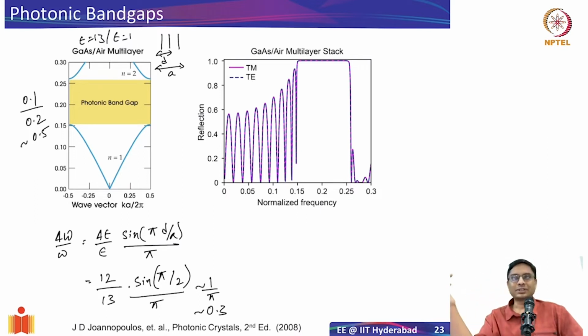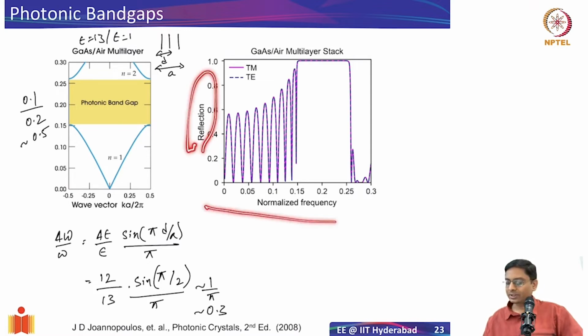In the first lecture of the week, I introduced the T matrix approach, wherein we calculated the transmission and reflection spectrum for multi-layer stacks. So if I put in an epsilon of, let's say, 13 and an epsilon of 1, and put them into the T matrix code and calculate the reflection, the output is what is shown on the right here. On the y-axis you see the reflection, and on the x-axis the normalized frequency.